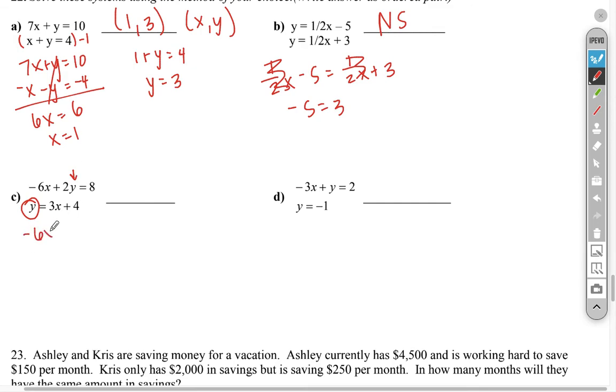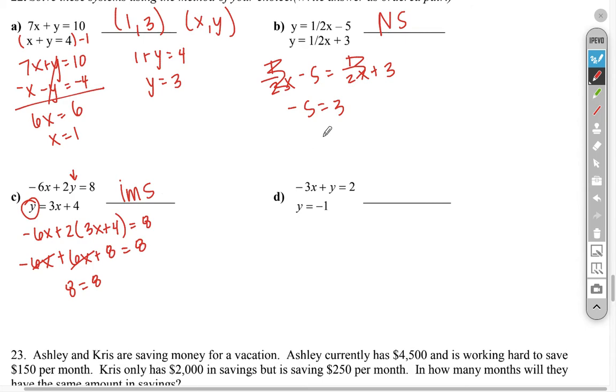So we have -6x plus 2 times 3x plus 4. We know that that whole thing, 3x plus 4, equals y, and then equals 8. So we have -6x, then we're going to distribute that out, plus 6x plus 8 equals 8. So notice our x's cancel out, and we're left with 8 equals 8. Is this true? Does 8 equal 8? It does. So this is infinitely many solutions.